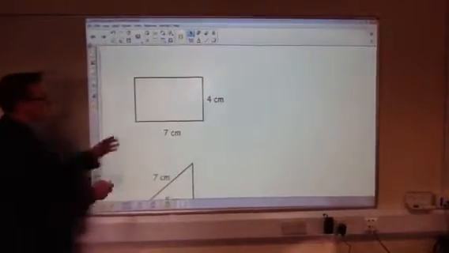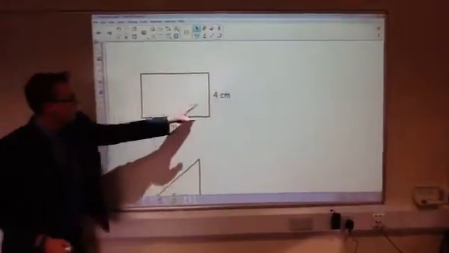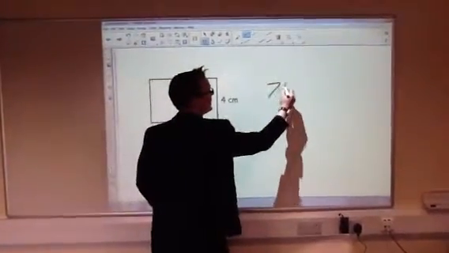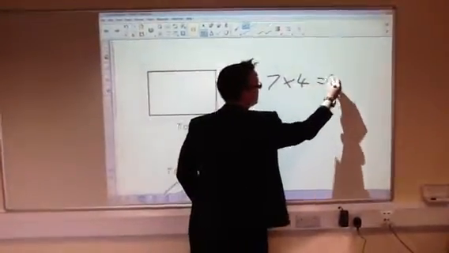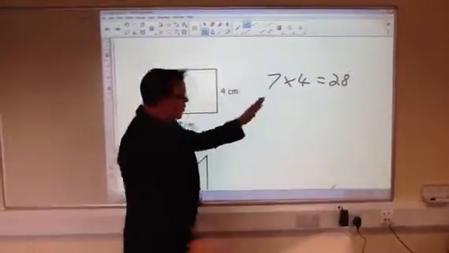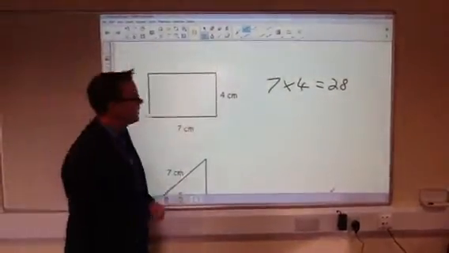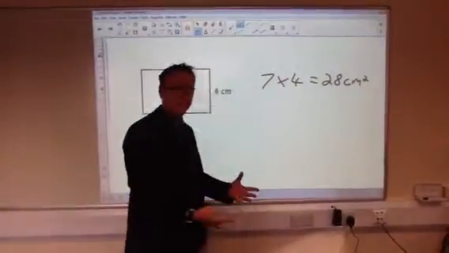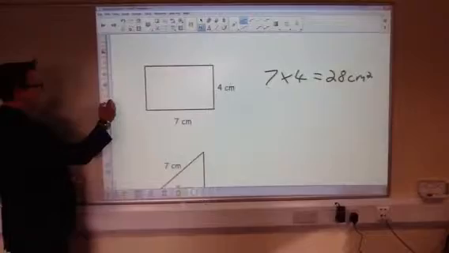Let's try a couple. So this is a rectangle, length is 7, width is 4. So all we need to do is 7 times 4, which is 28. I haven't quite finished my answer yet because of course I need the units. And the units, when we talk about area, are centimetres squared or metres squared or millimetres squared.